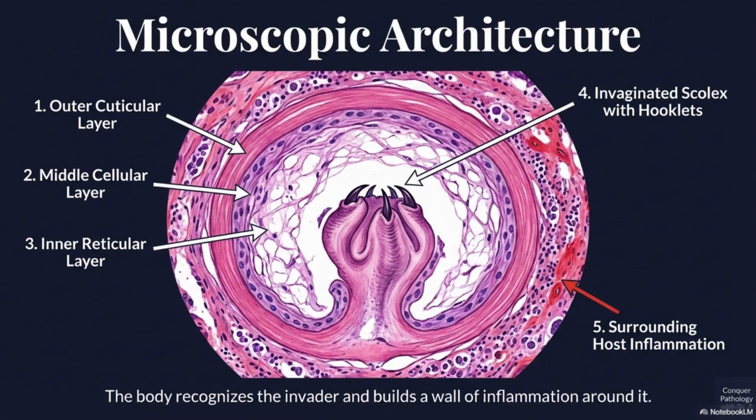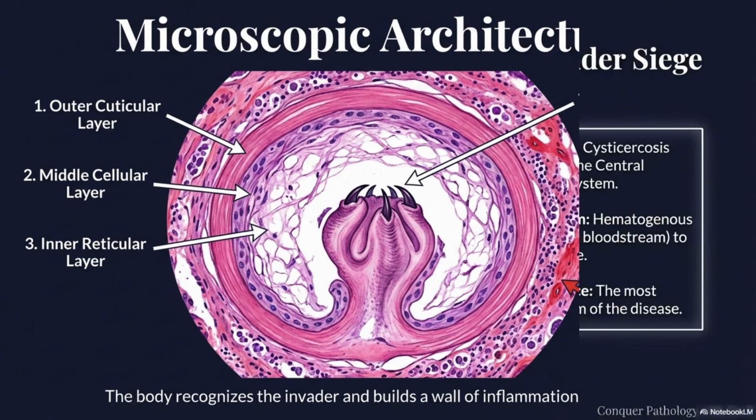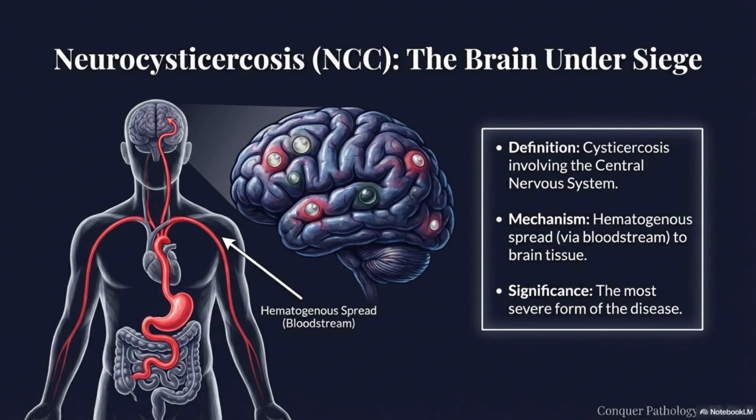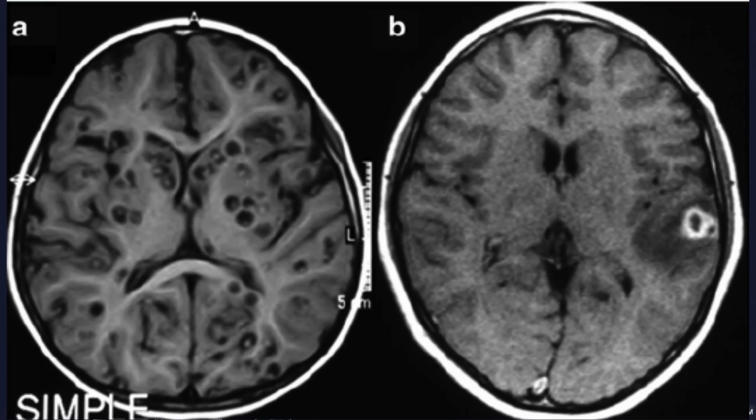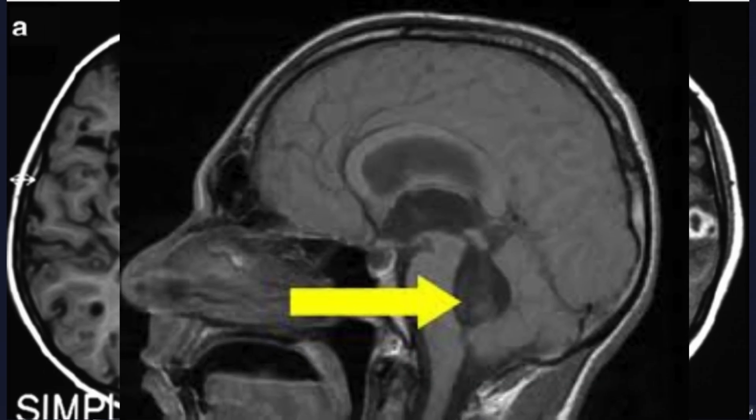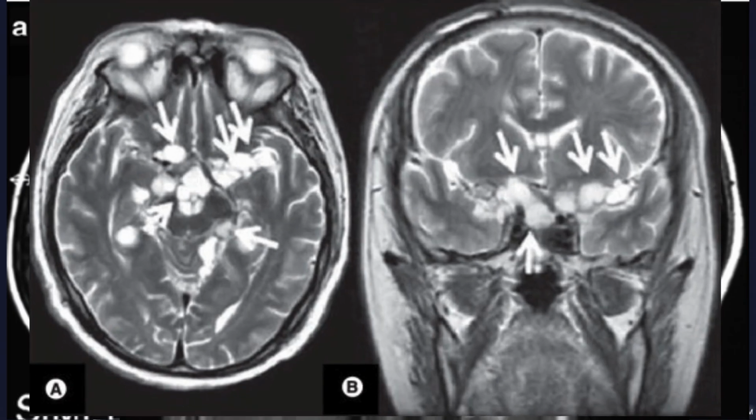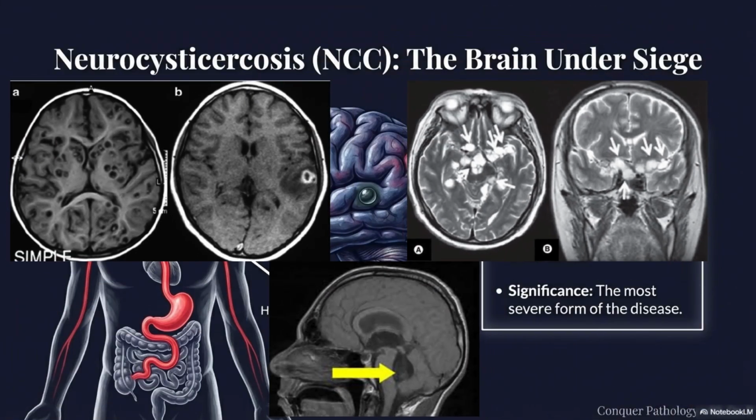Under the microscope, we see the structure clearly. Cyst wall, there are 3 layers of protection. The scolex, you can actually see the hooklets, and in the surroundings, there is usually an inflammatory reaction because your body is trying to fight it. When these cysts lodge in the brain, we call it neurocysticercosis. They can lodge anywhere. Parenchyma, inside the brain tissue, which is most common. They can lodge in the ventricles, blocking the flow of CSF, or they can lodge in the subarachnoid space on the surface. This is the leading cause of adult onset seizures in many parts of the world.